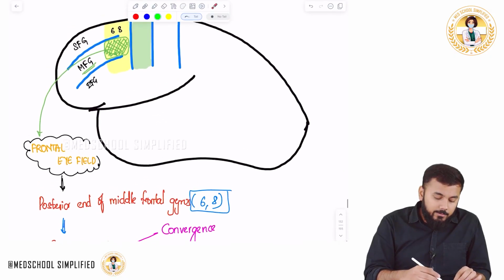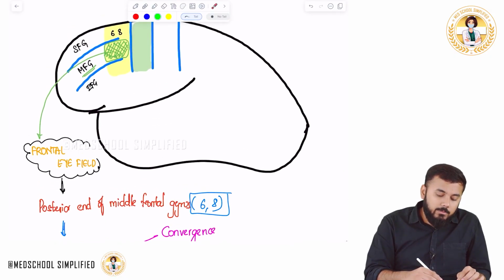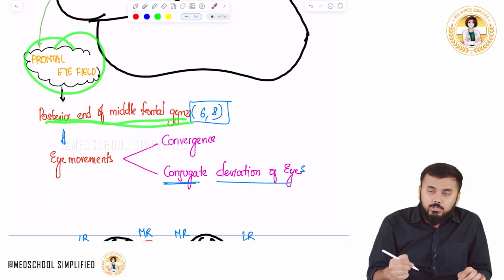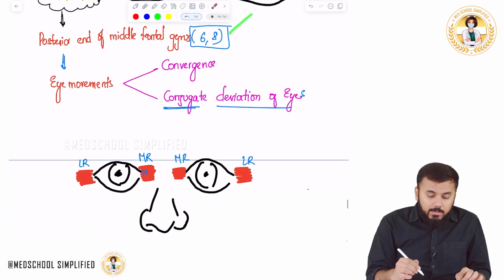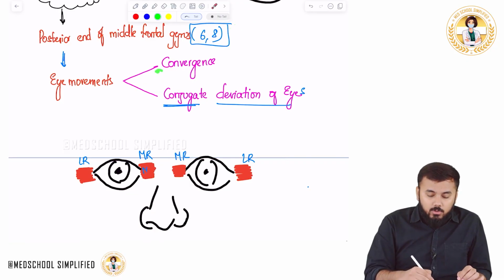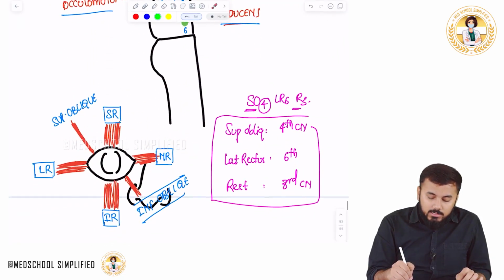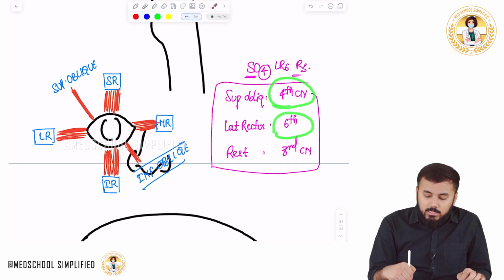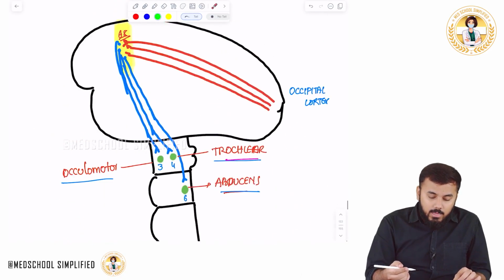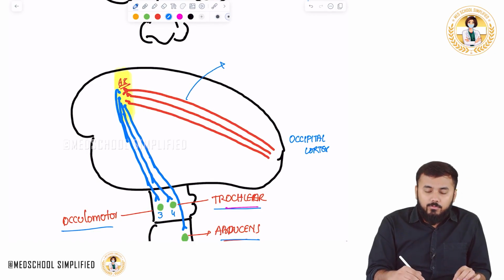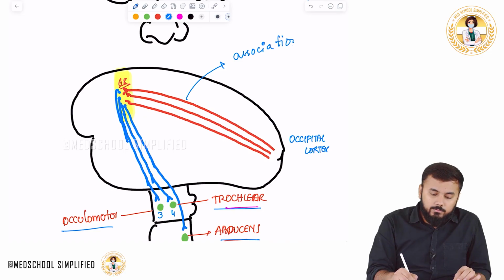And next here, the posterior part of the middle frontal gyrus is called the frontal eye field. This is a very important thing. They can ask you here, area 6 and 8 has got two eye movements. One is convergence, another is conjugate deviation of eyes. Whatever it is, these are done by the fourth, sixth as well as third pair of cranial nerves. And not to forget that these bundles of fibers over here are called association fibers.